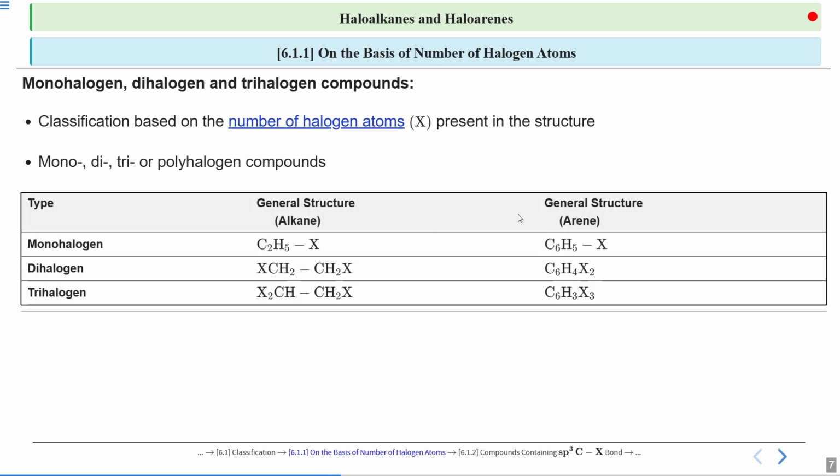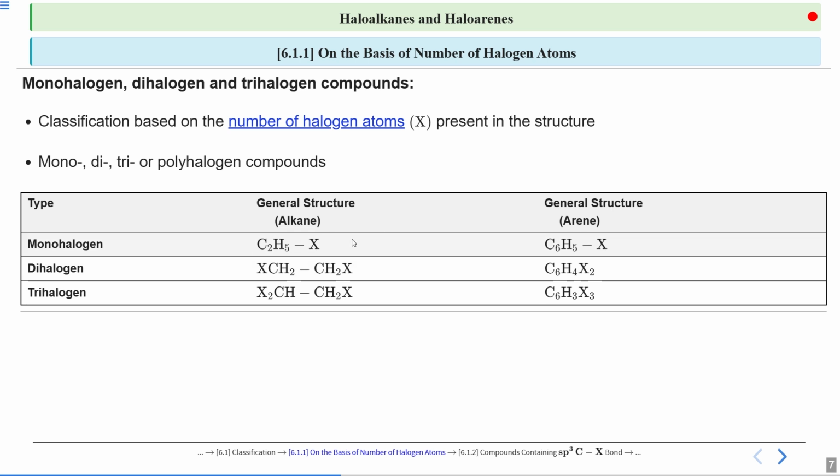If you see this table here, it has three columns. The first represents the type: monohalogen, dihalogen and trihalogen. The second tells us the general structure of the alkane, and the third column tells us the general structure of arene. Arene means where an aromatic ring is present, to which the halogen is directly bonded. So if you talk about the alkane first, the monohalogen general structure will be C2H5X.